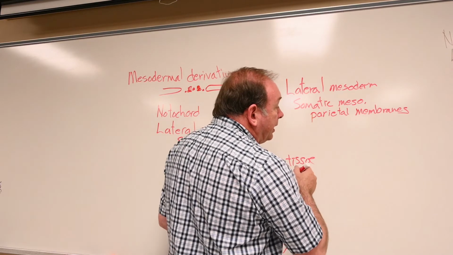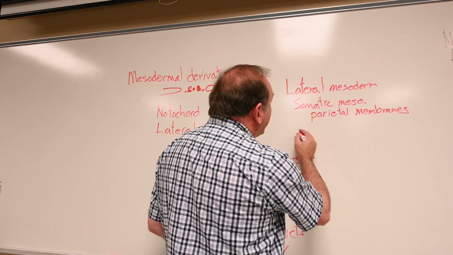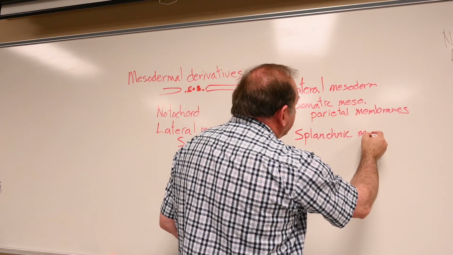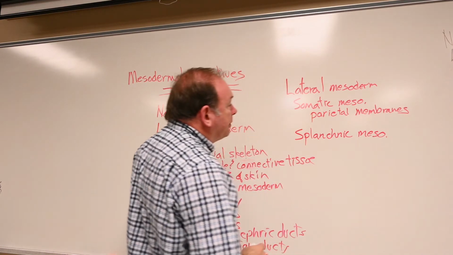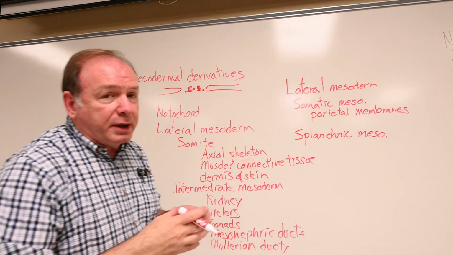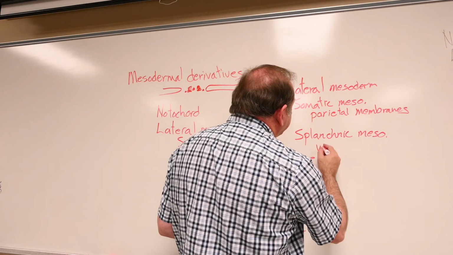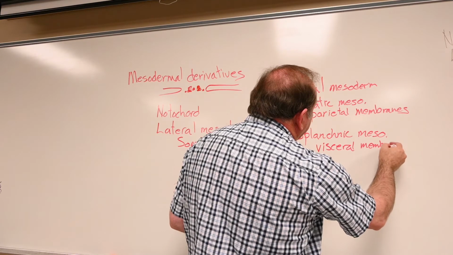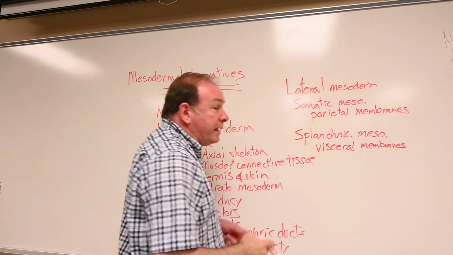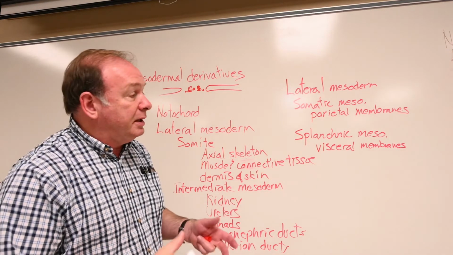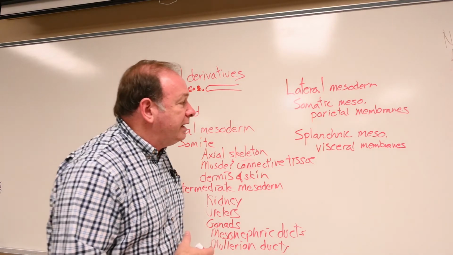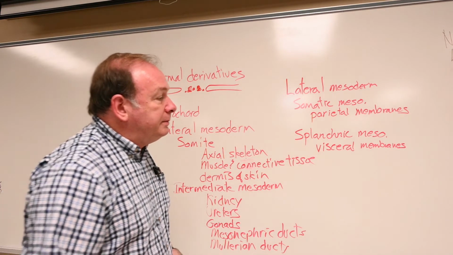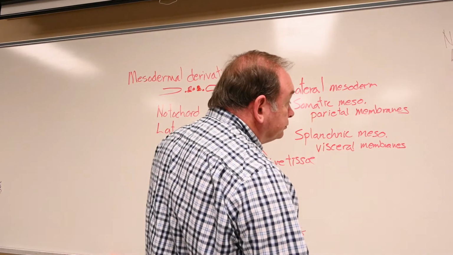So all those parietal membranes and all those locations where you have cavities inside the body, those are from lateral mesoderm. Let's see. Splanchnic mesoderm. Splanchnic mesoderm lies against your organs inside your body cavity, and these are called visceral membranes. So on the outside of your liver, on the outside of your stomach and intestines and other organs in your cavities there, you have a layer of membrane that's derived from the splanchnic mesoderm.